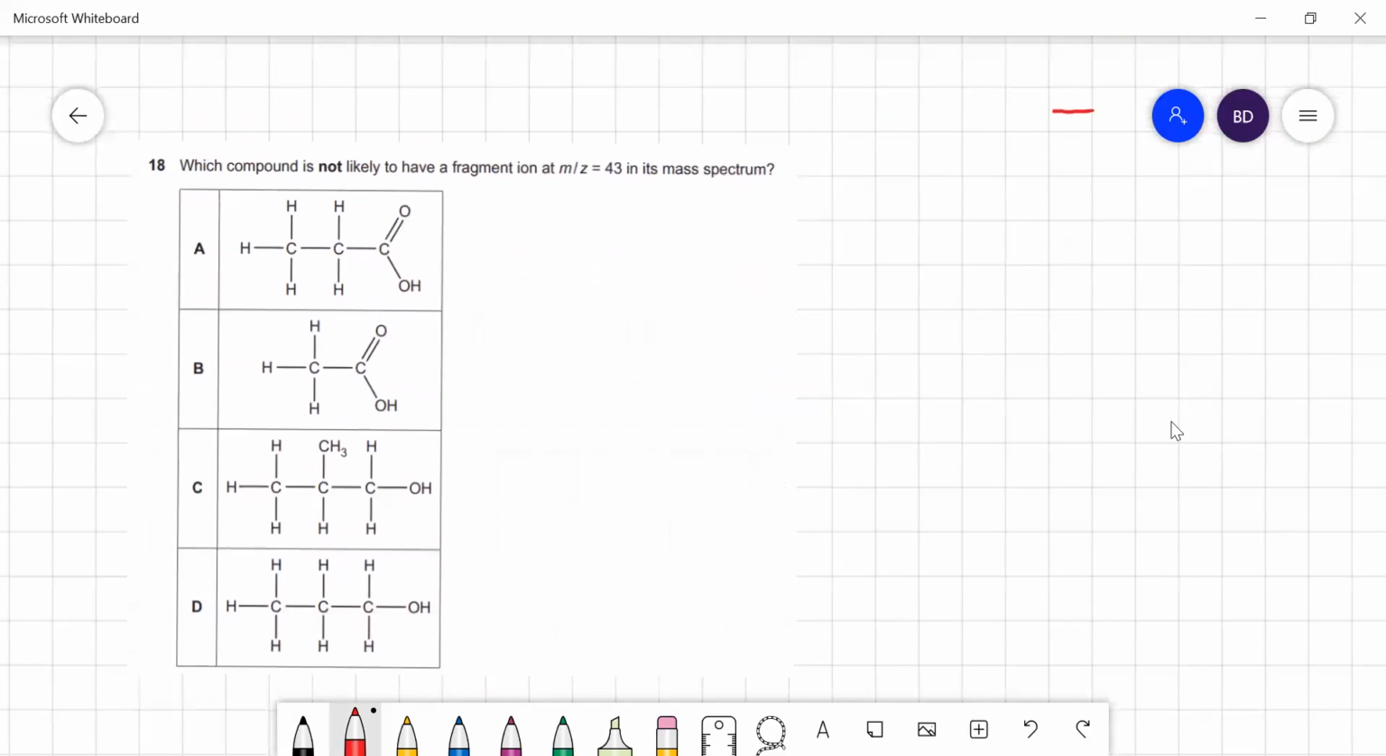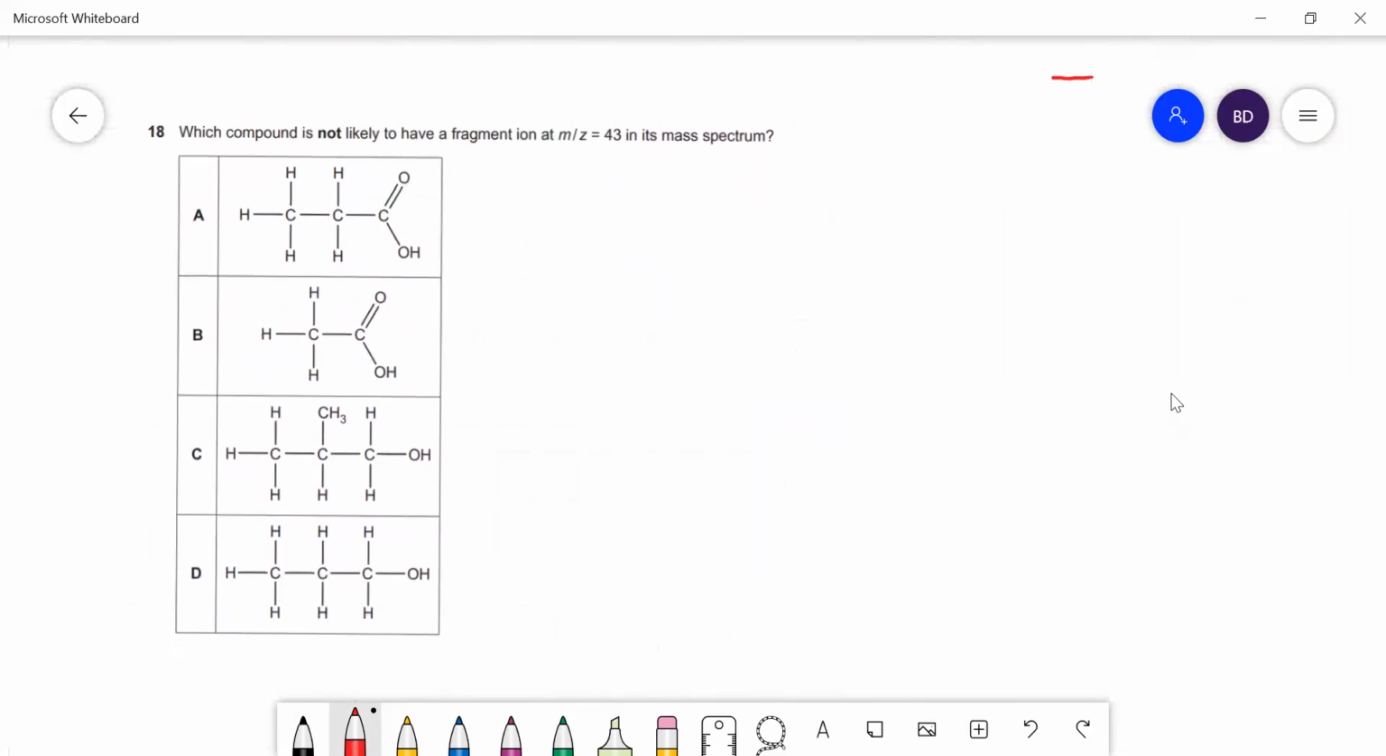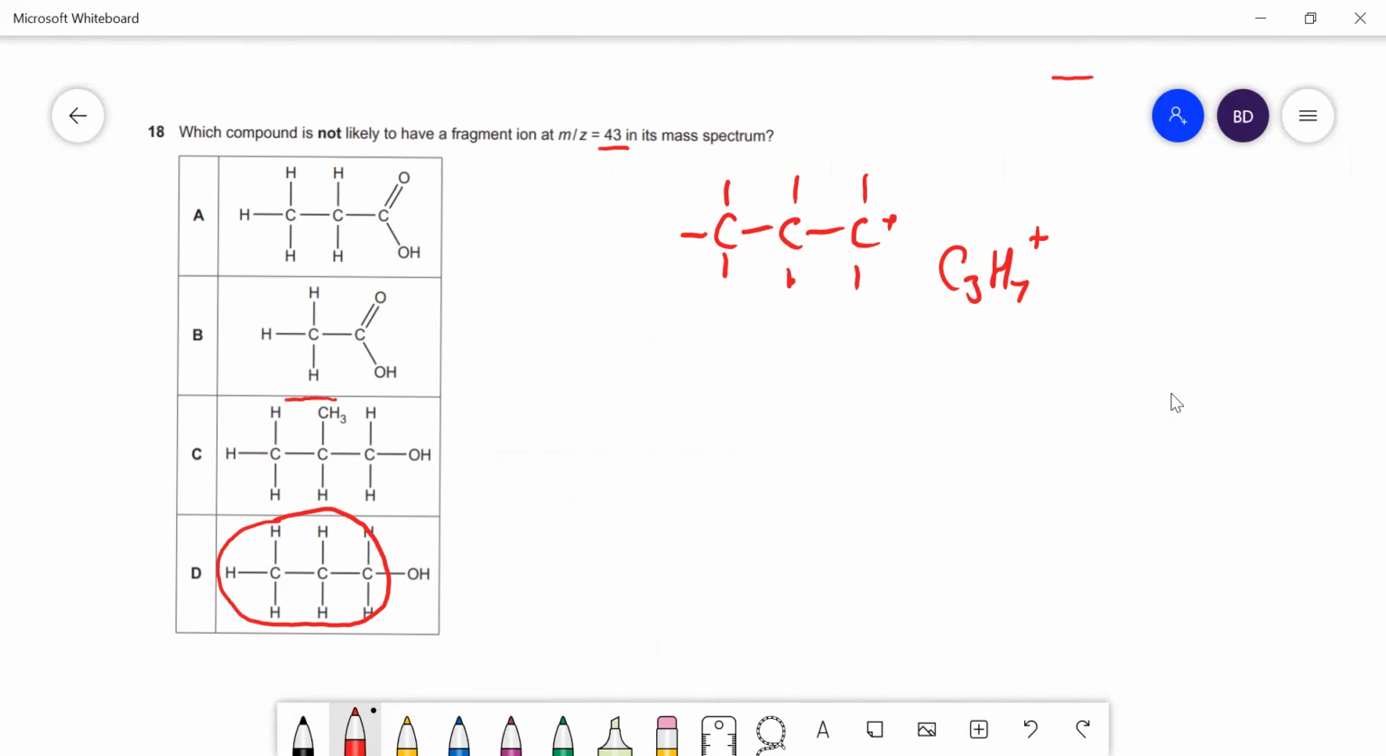Okay, which compound is not likely to have a fragment of m/z 43 in its mass spectrum? Right, now 43 is when you have 3 carbons and 7 hydrogens, C3H7, and that's the fragment, okay, and it's sort of fragmented there. Right, in this one, D, we can get that fragment, no problem at all there. In C, we can get a fragment which weighs that as well. Look, if I just have a look at this one here, that weighs 43 if you add it all up.